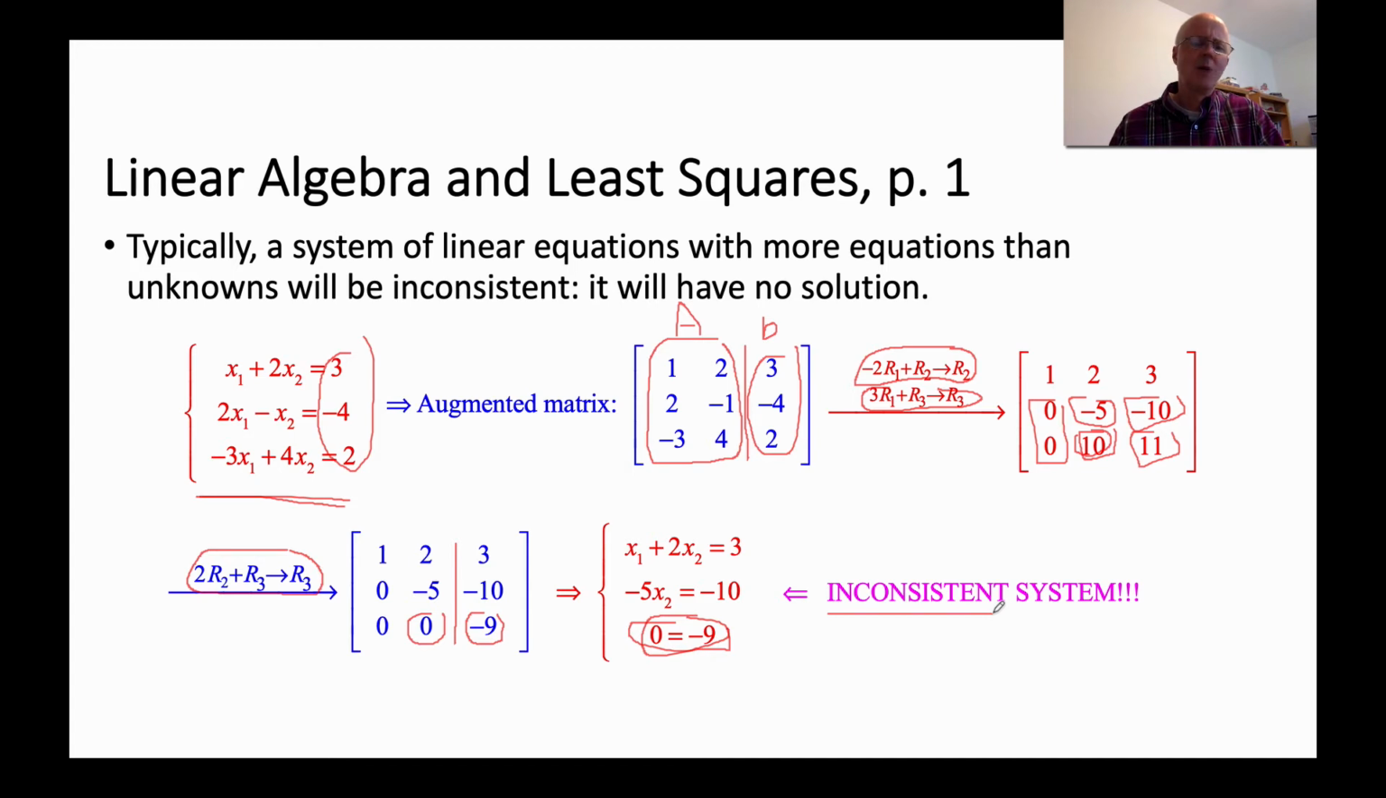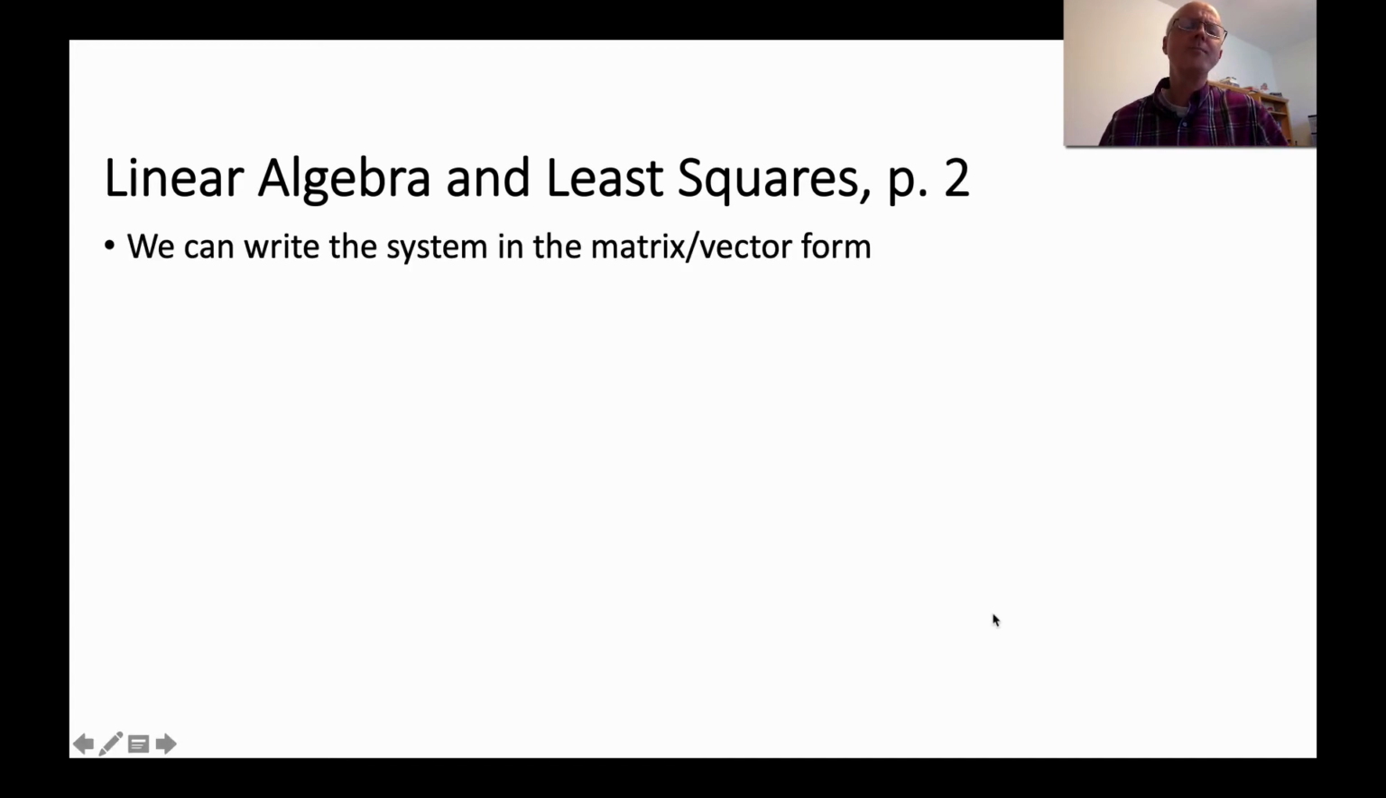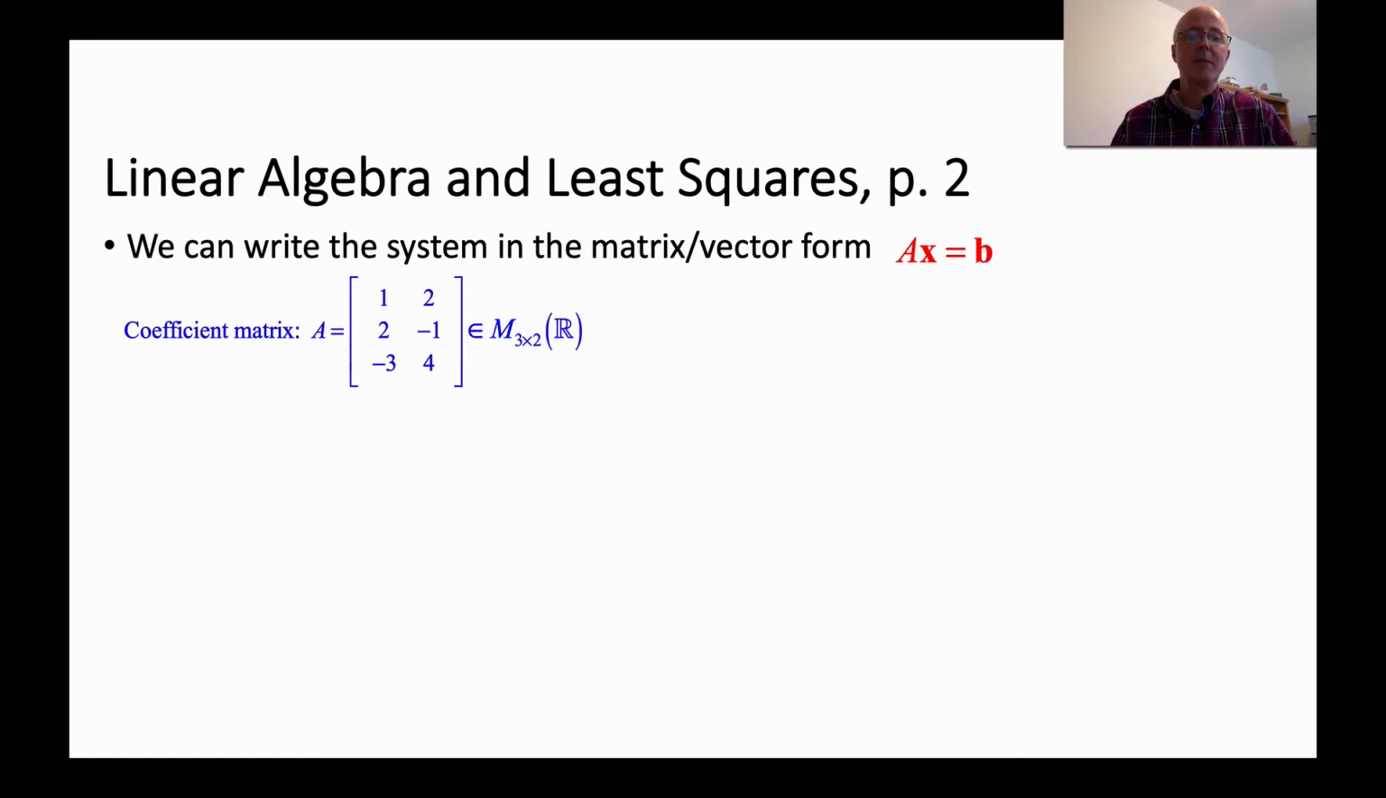Okay, so now we're going to move toward trying to find not the solution of the system, because the system has no solution, but an answer that's sort of closest to being a solution, what's going to be a least squares solution. We can write the system in matrix/vector form like this, AX equals B, where A is now the coefficient matrix. This one right here, which is a 3×2 matrix.